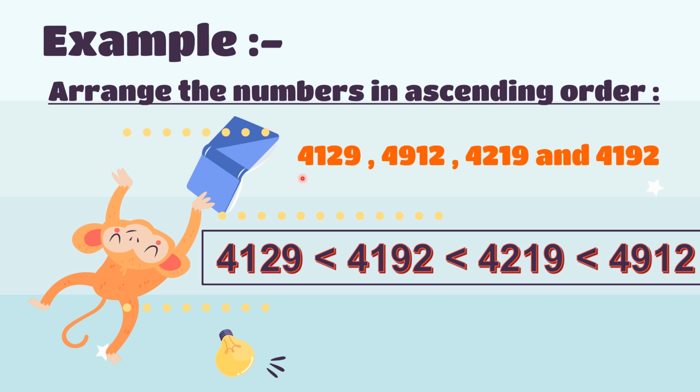Next step, we will compare the thousands place. The first has 4000, the second has 4000, the third has 4000 and the fourth also. So we will move to the next one, that is the hundreds place. The first number has 100, the second has 900, the third has 200 and the fourth has 100. So 900 will be the biggest, then 200, and now we have to find out the smallest one.